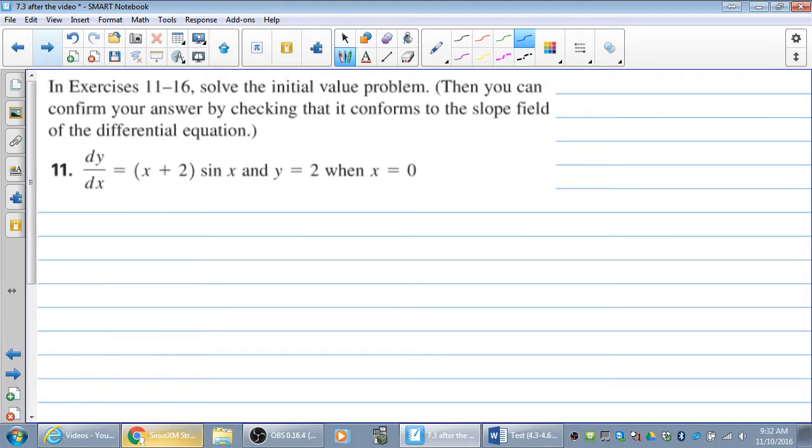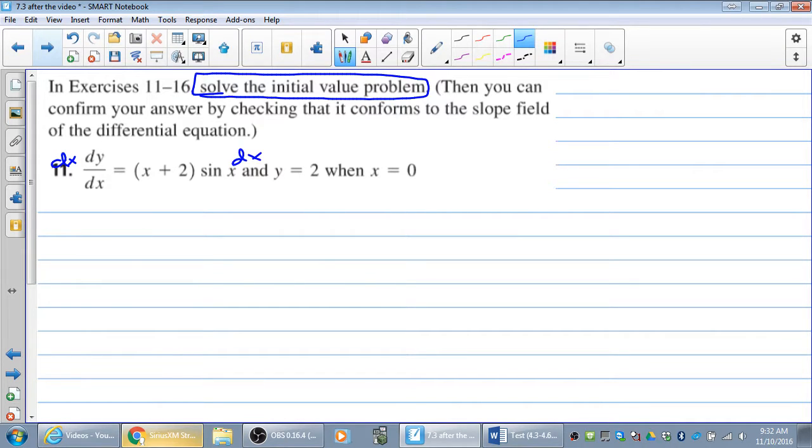Solve the initial value problem. I still have students that don't know what this means when they're given a differential equation. It means back up to the original equation. It means take the antiderivative. We separate the variables, dx.